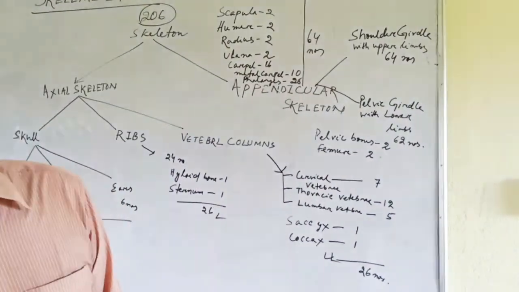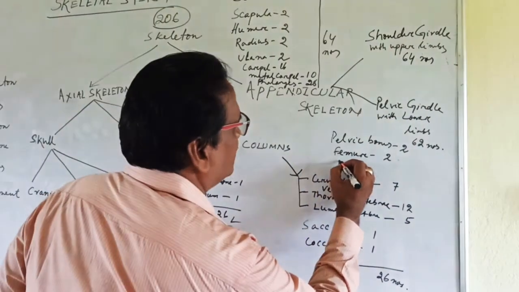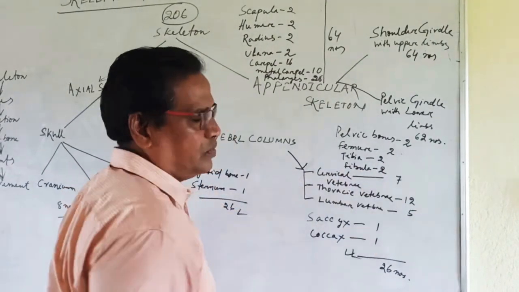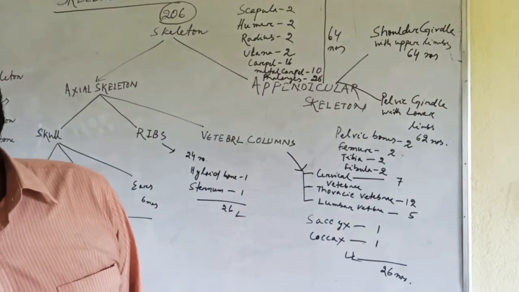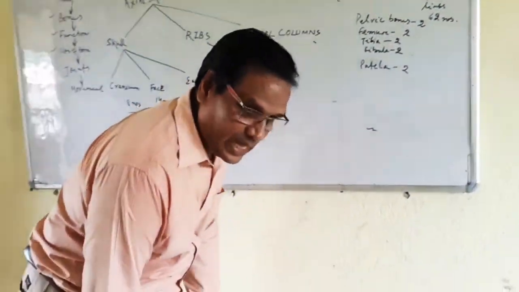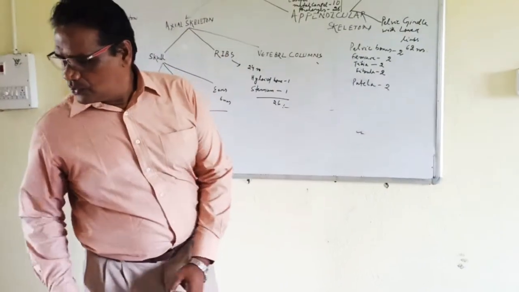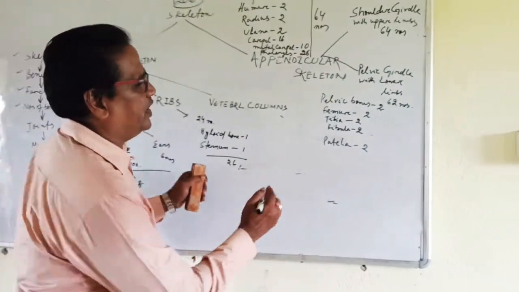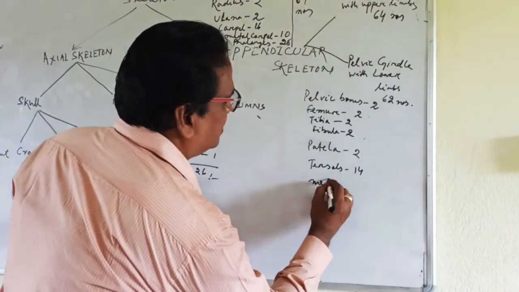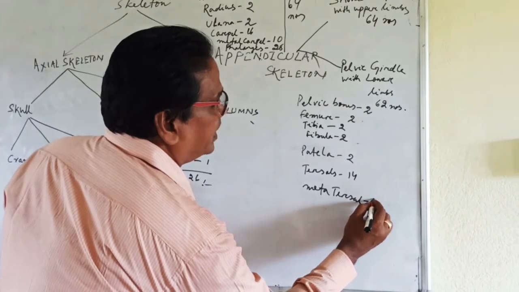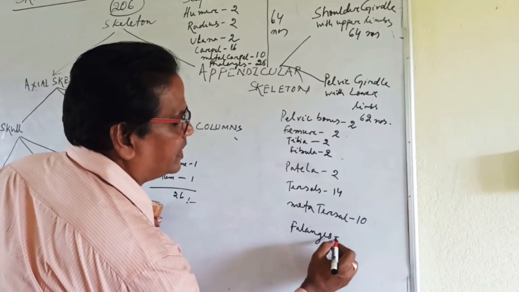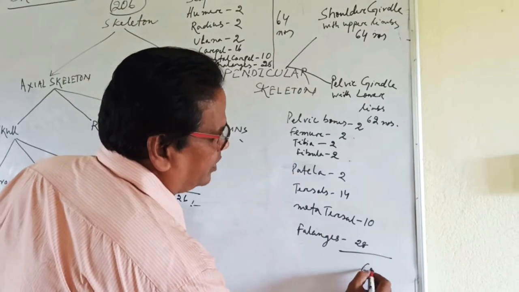Then femur 2, tibia 2, fibula 2, then patella 2. This is your patella, the kneecap. Then tarsals 14, metatarsals 10, and phalanges, the toes, 28. This is a total of 62 bones.